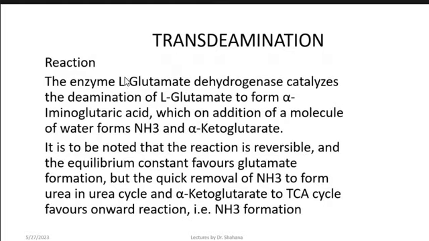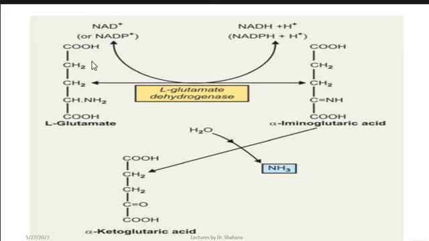What is the reaction? The enzyme L-glutamate dehydrogenase catalyzes the deamination of L-glutamate to form alpha-iminoglutaric acid, which on addition of a molecule of water forms ammonia and alpha-ketoglutarate. It is to be noted that the reaction is reversible and the equilibrium constant favors the glutamate formation, and the quick removal of ammonia to form urea in the urea cycle and alpha-ketoglutarate to the TCA cycle further favors the onward reactions. This is the reaction here.